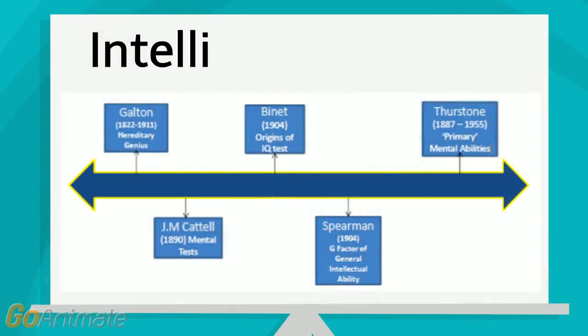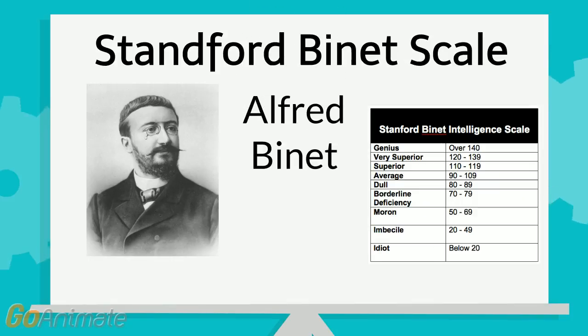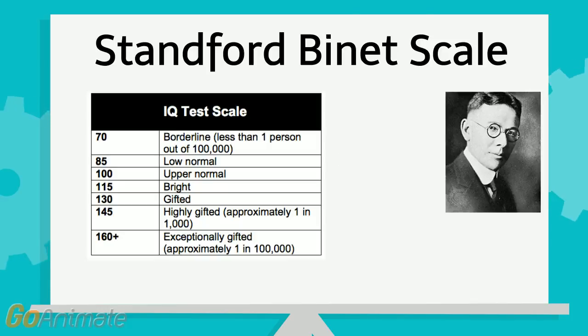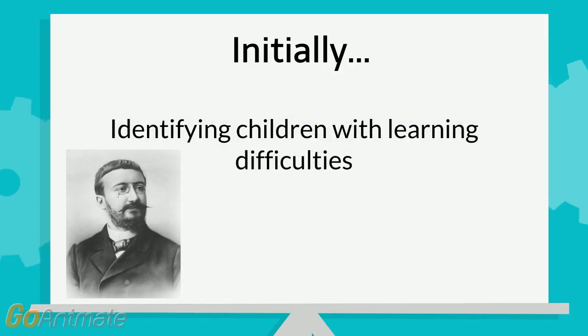In this section, we will be looking at the contributions of Alfred Binet, Charles Spearman, and L.L. Thurstone to intelligence testing. The Stanford Binet intelligence scale was initially created by the French psychologist Alfred Binet. Later it was revised by Louis M. Thurman, a psychologist at Stanford University. Initially it was used for identifying children with learning difficulties in order to assign them to special education programs.